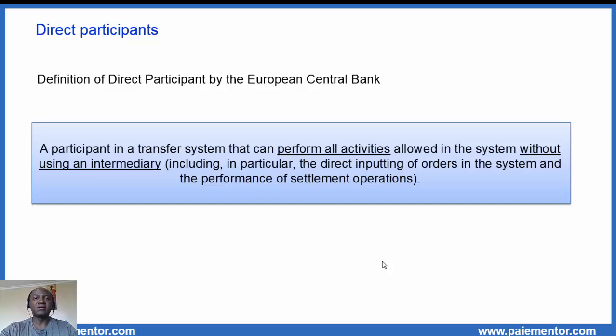Two phrases are underlined here. First, perform all activities. There is a set of activities allowed in the system, and the direct participant can carry all of them out. Second, without using an intermediary. The direct participant does not need any intermediary. It does not rely on another party to perform the activities. And particularly, a direct participant can send orders directly to the clearing system and settle the related transactions.